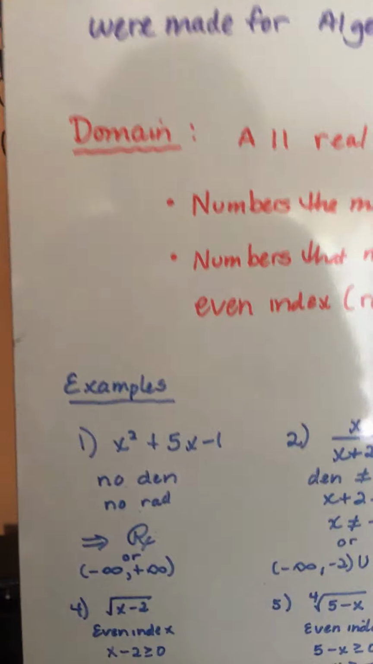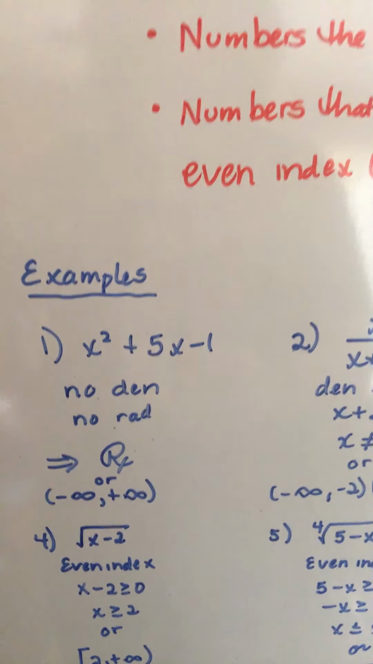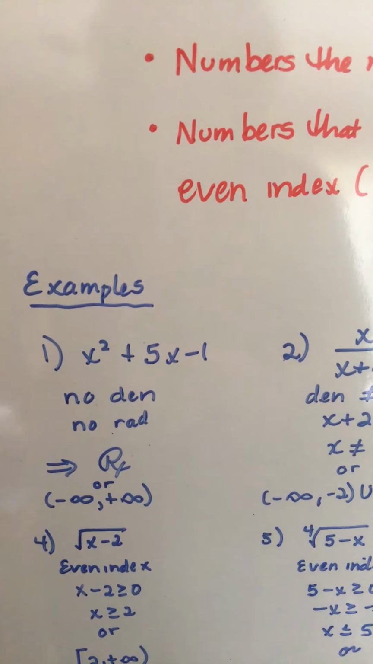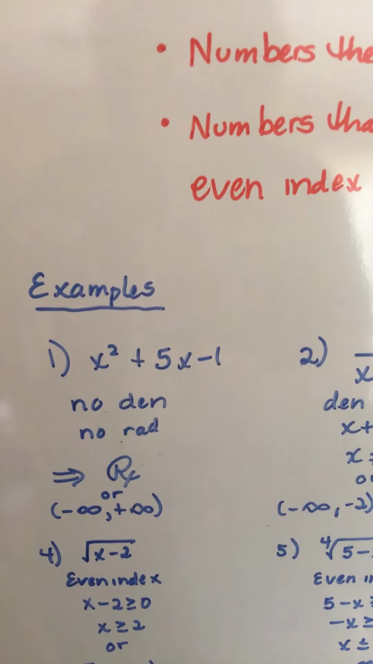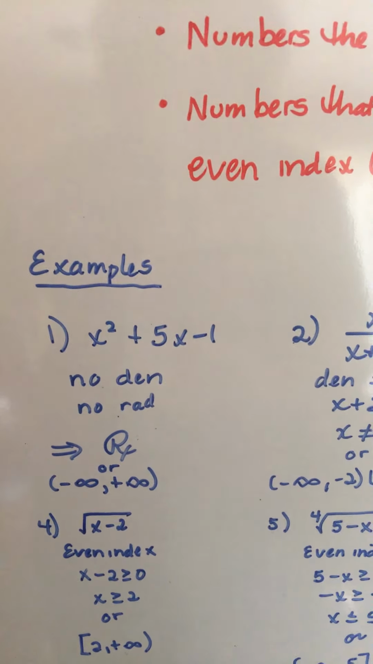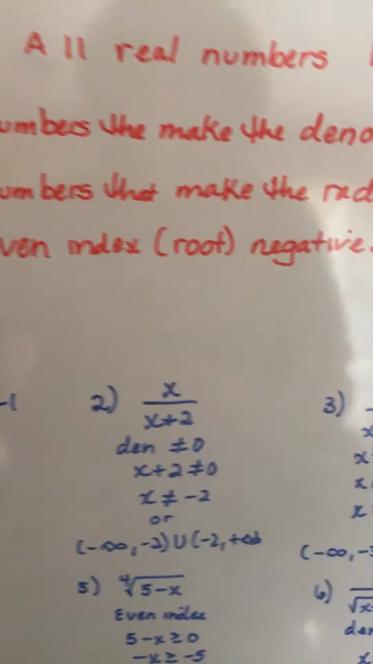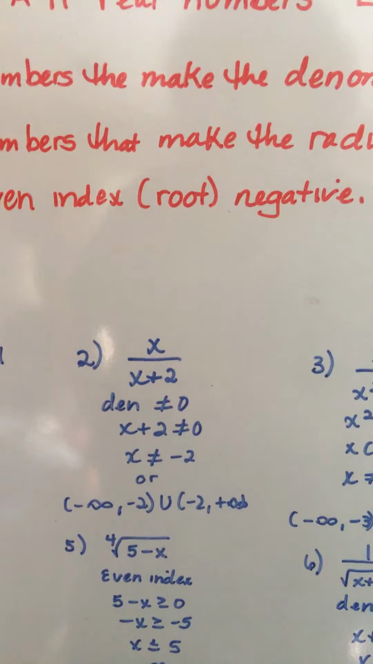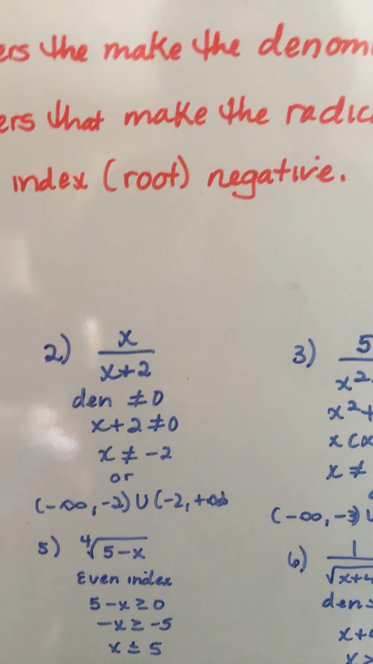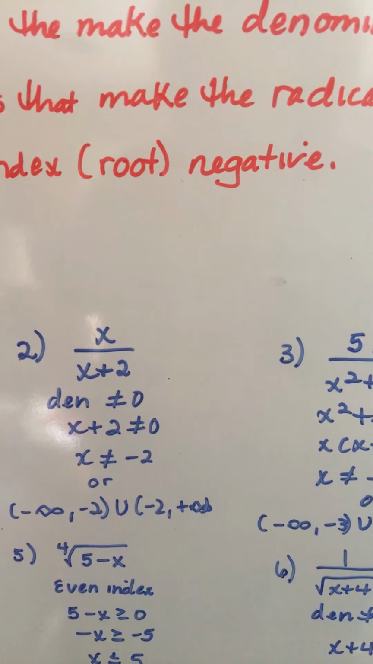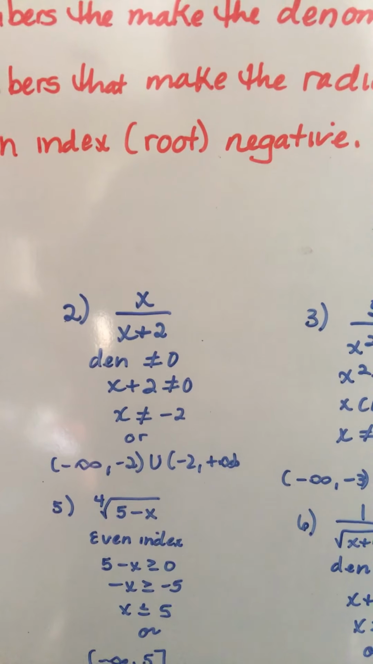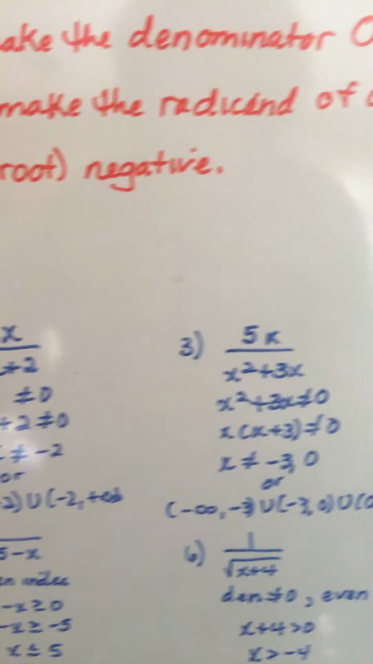Okay, some examples. What is the domain of x squared plus 5x minus 1? I say all real numbers to start with because there is no denominator, there is no radical, so your answer is reals, and yes, you can abbreviate it that way, or you can use interval notation. This next one, we know the domain is all real numbers, except we have a denominator. Does anything make the denominator equal to 0? -2 does. So we could write x is not equal to -2, or we could use interval notation.